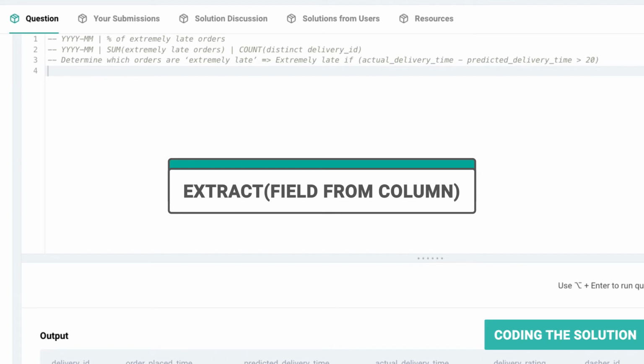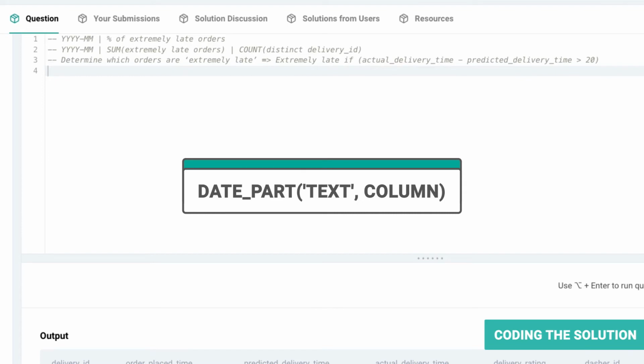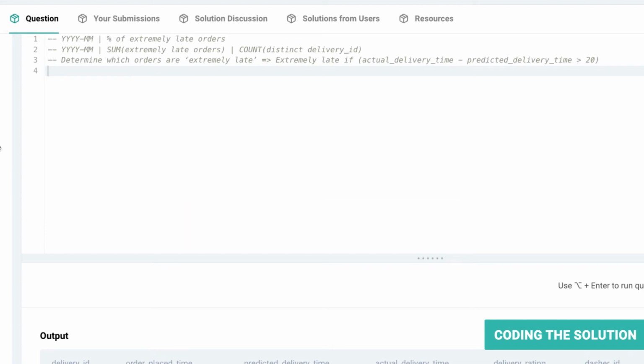Extract allows us to extract a portion of the datetime values like month, year, day of the week, minute, and so on. It follows this syntax, which is actually very similar to another function called datePart, except that the syntax is this, where it takes the field as a string and takes a second argument, the column. However, we won't be focusing on these functions since they do not directly get us to the format we need, which is this 4-digit year and 2-digit month format.